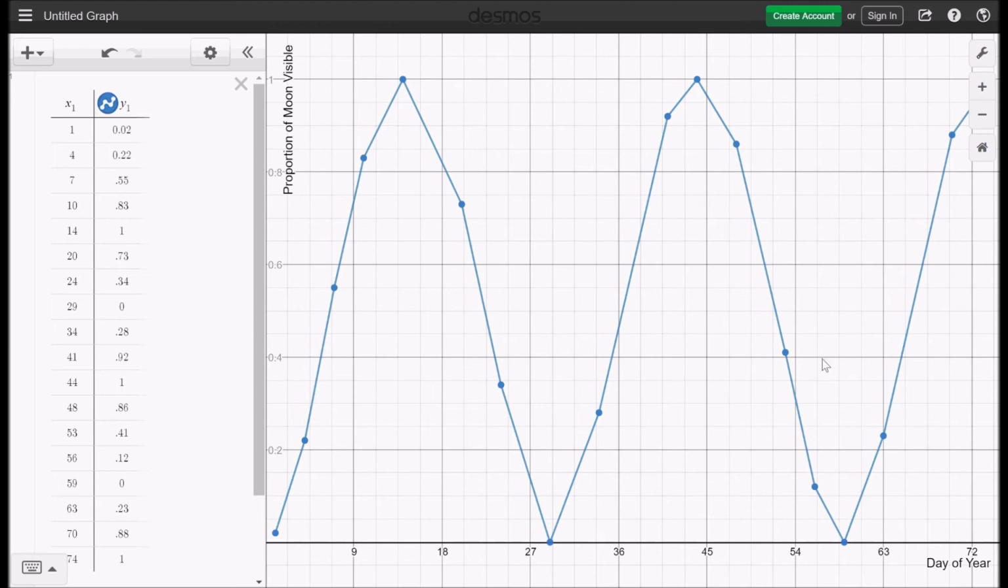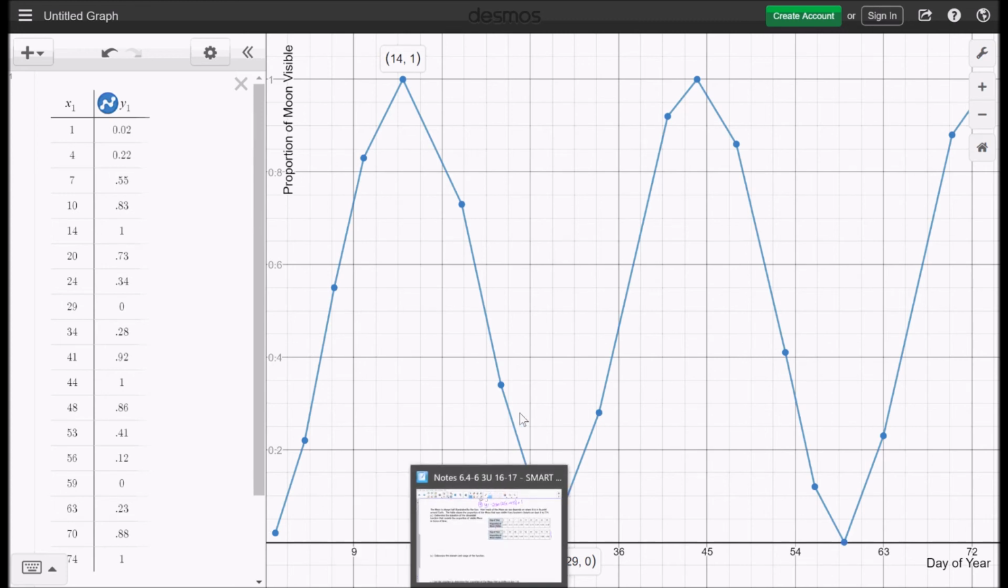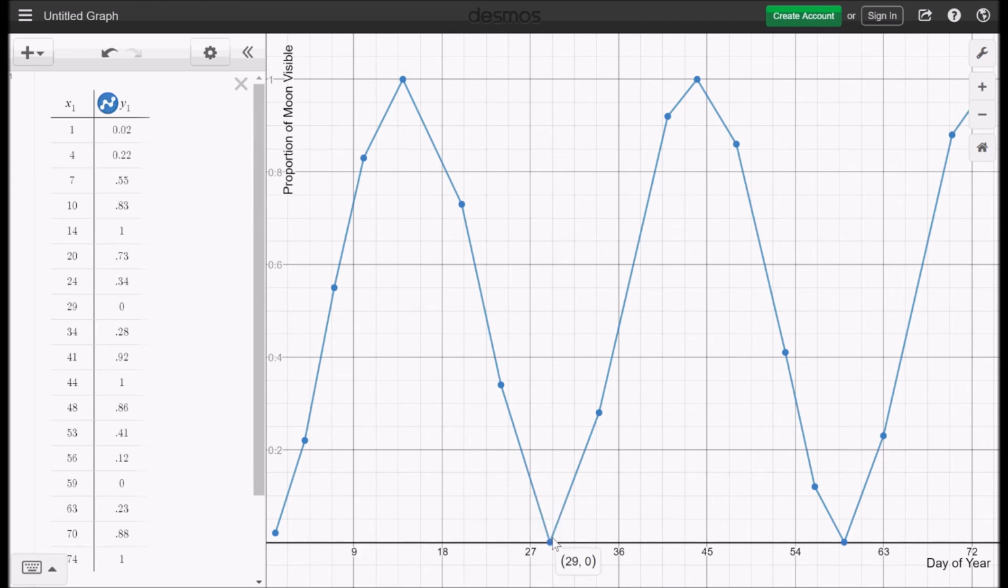So the first thing we need to do is find an equation. Well, I need to find out what the minimum value is and the maximum value is. So it looks like the minimum is 0 and the maximum is going to be 1. Okay, we also need to know how long it takes to complete a full cycle, and it appears right here that it would take about 30 days to complete a full cycle. So if you look right here, from 29 to 59 is 30 days.